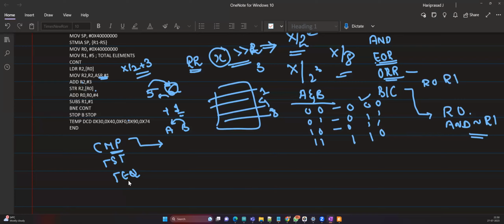So comparison, basically, it compares. TST does the AND of two variables and updates the flag. TEQ does XOR of two registers and updates the flag.